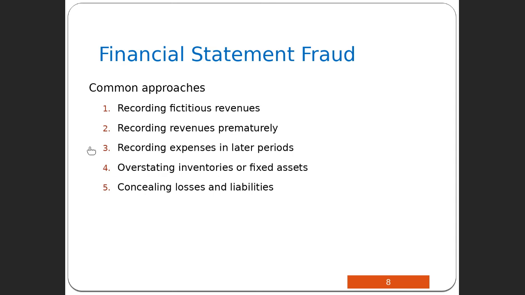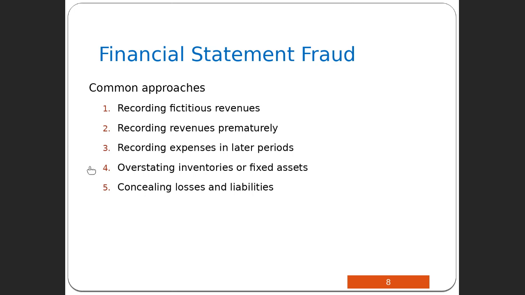Number 3, recording expenses in a later period. Expenses must be recorded as soon as they happen. This is called conservatism in the field of accounting: revenues are recorded when they are earned, and expenses are recorded when they are incurred. So immediately after it is incurred and not later. An expense for February should not be recorded in March. It should not be recorded in April. It should be recorded in the same period.